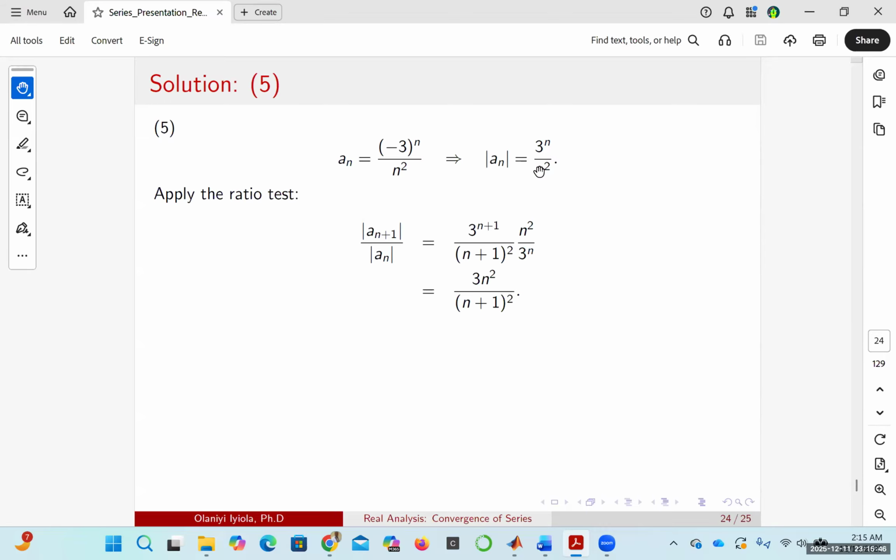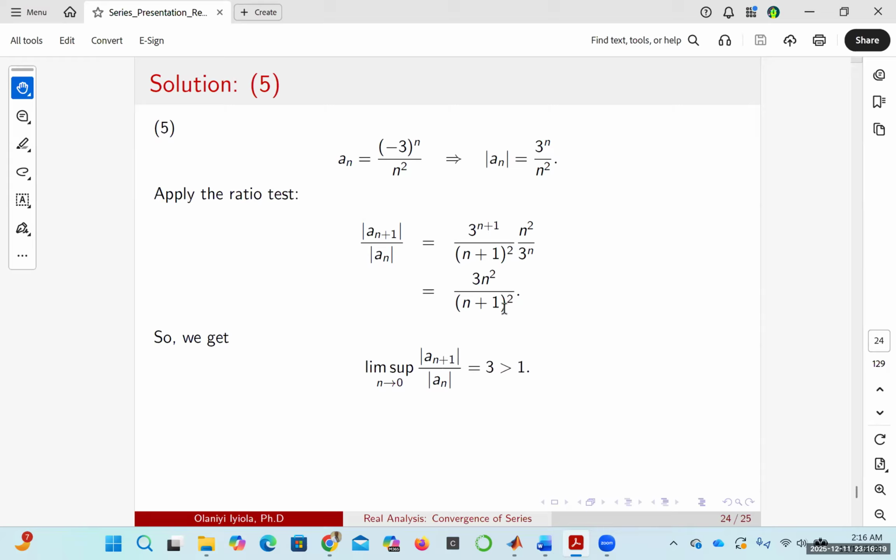Now, it looks like the ratio test will be best in this case, so I'm taking the ratio a_(n+1) over a_n, which is 3^(n+1) over (n+1) squared times the reciprocal of a_n. Now I invert the fraction because I want it to be multiplication, so it's n squared over 3^n. You do the algebra, you get 3 times n squared over (n+1) squared.